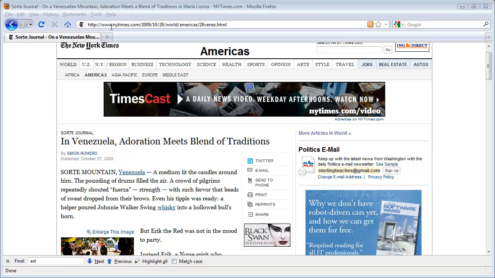The New York Times is posted online at nytimes.com. Let's say that you're reading an article in the New York Times and you come across a word such as tipple. Even his tipple was ready. I don't know what that word means.